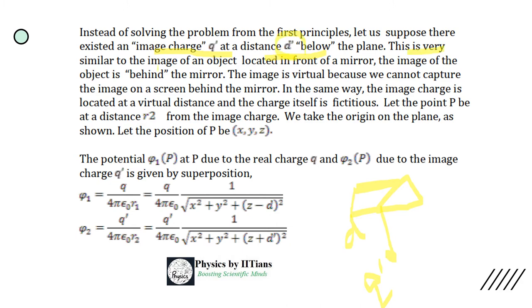This is very similar to the image of an object, which I have already told you. The image charge is located at a virtual distance and the charge itself is fictitious. Let the point P be at a distance r2 from the image charge. So the point of observation is P, the distance between the image charge and the point of observation is r2, and the distance of the actual charge to the point of observation is r1. We take the origin on the plane as shown.